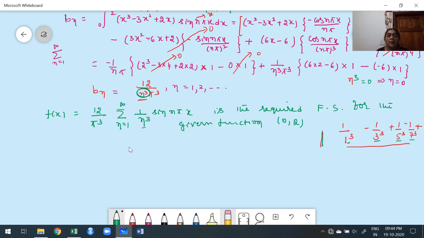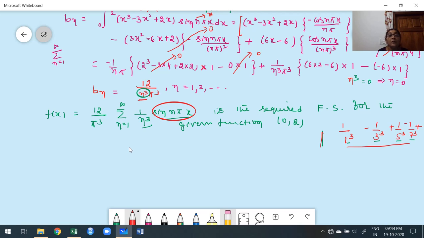Now here, I want 1 by n cube, but I don't want the sin n pi value. We take 12 by pi cube across by cross multiplication, the secondary. But the thing is, here I want to deduce this 1 by 1 cube minus 1 by 3 cube. I only require odd values.